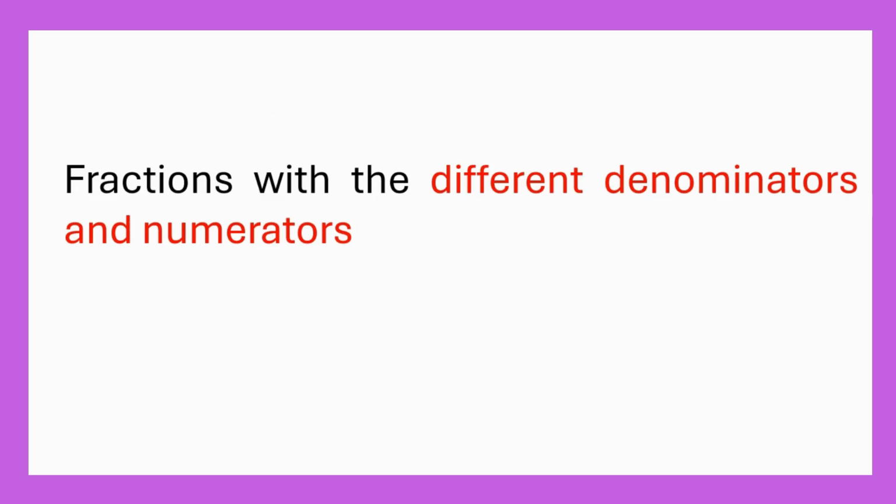And lastly, we'll be looking at fractions with different denominators and numerators: 2 over 5, 1 over 2, and 3 over 4. You see that all these fractions have different numerators and different denominators.